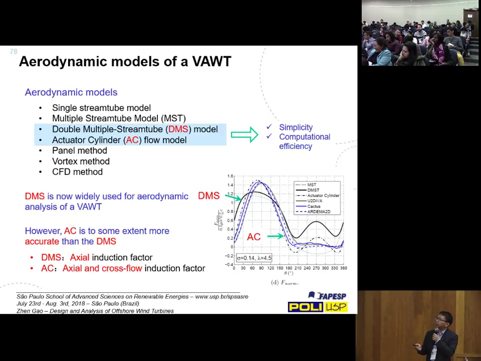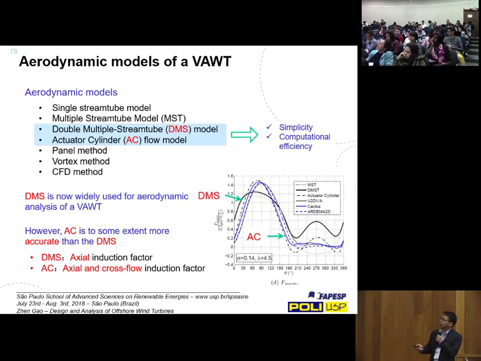But I mainly will talk about the double multiple stream tube method, which combines the blade element method and momentum theory. And then the actuator cylinder flow model. The basic difference is that the DMS only calculates the axial induction factor, while the AC model will calculate both axial and the cross-flow induction factor. Later we will see also that you not only get a force along the wind direction, but also a side-to-side force. So that is also a particular problem for vertical axis wind turbines.